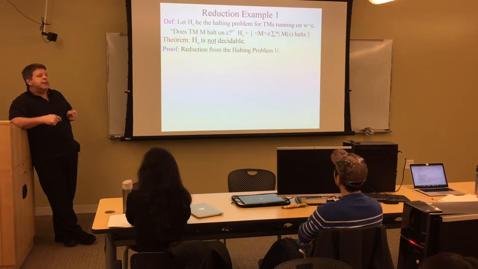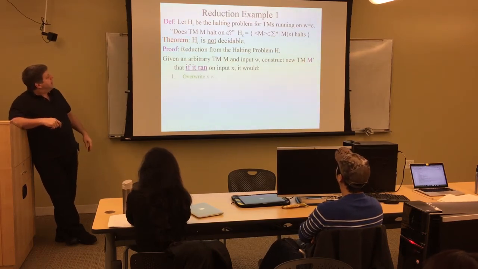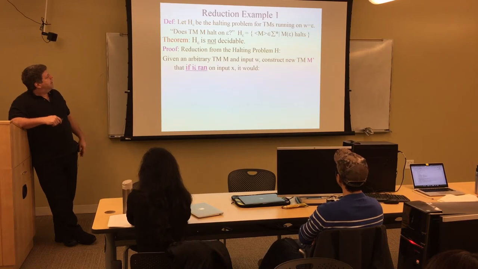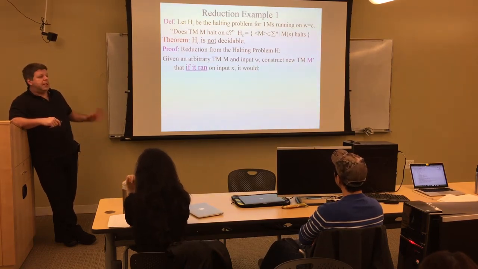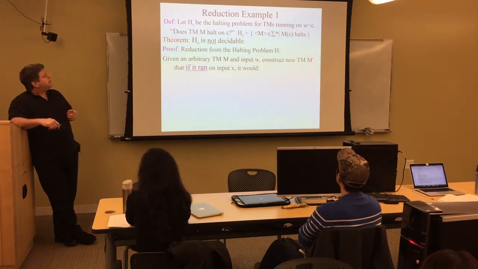That the halting problem on the empty string, the epsilon string, is undecidable. So it's going to be a reduction, a transformation like we did on the previous slide. But let's be specific. I take an arbitrary Turing machine M and input W. It's an instance of the general halting problem. I'm trying to see whether it halts or not on that arbitrary input W.